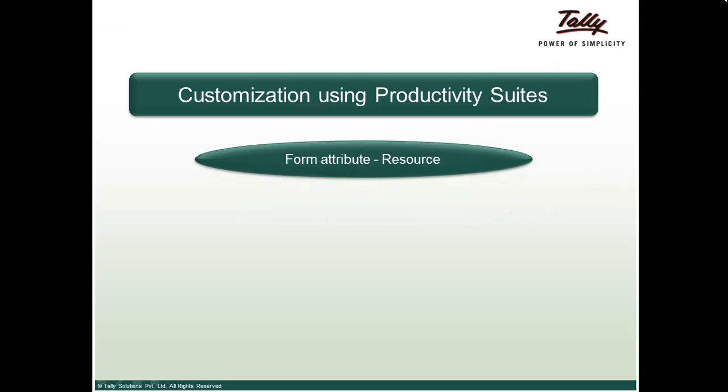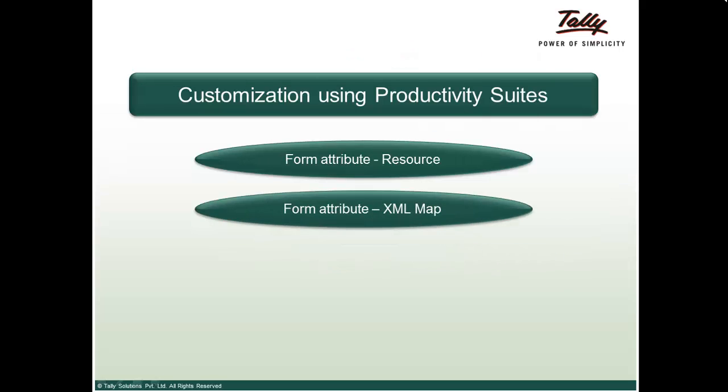And the first one, the form attribute resource, which is used to specify the name of the resource definition that provides the details of the XML-based source document that can be used for printing or exporting the form. The next one is the form attribute XML map. This is the attribute where you specify the formula or method which carries the data to be written to the document by assigning to tokens specified in the source document file.